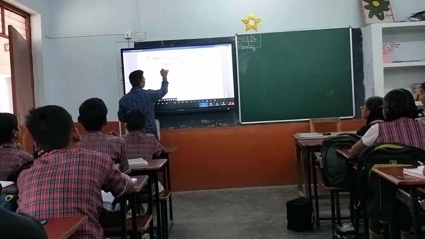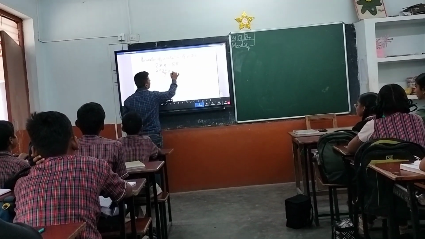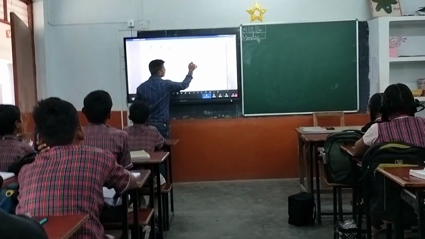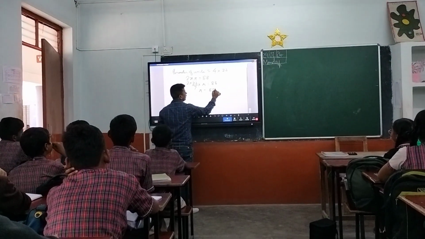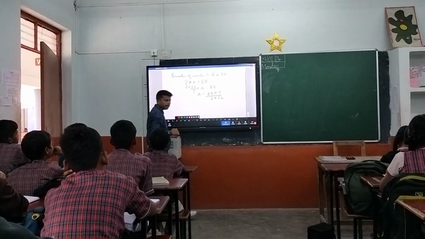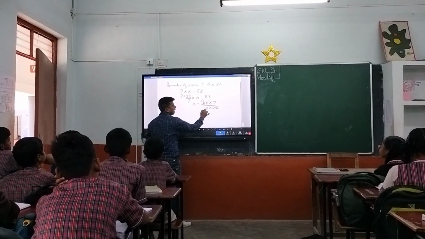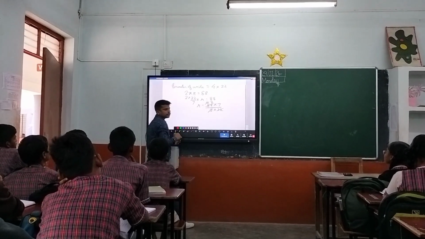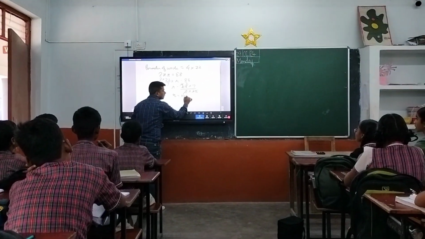Now if I will see here, 2 into 22 by 7 into r equals to 88. r equals to 88 into 7 by 2 into 22. 22 will cut 88 4 times, and 2 will cut 4 2 times. So what we will get the value of radius? 14 centimeter.